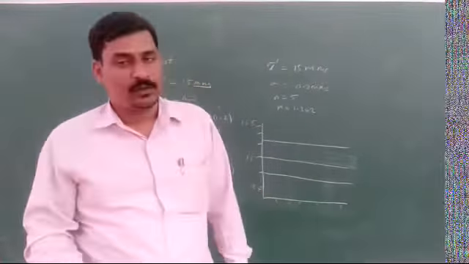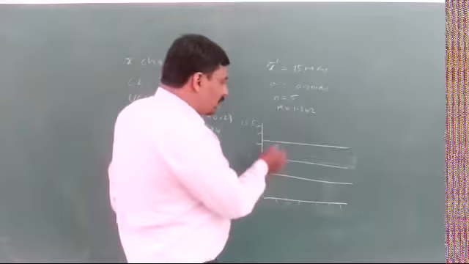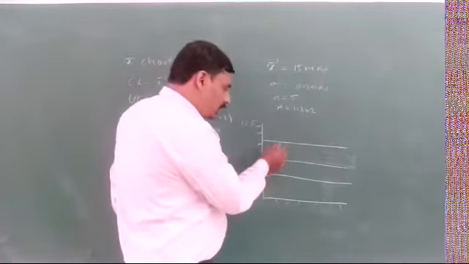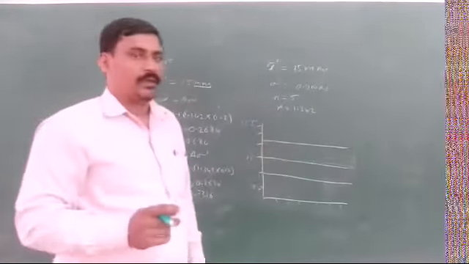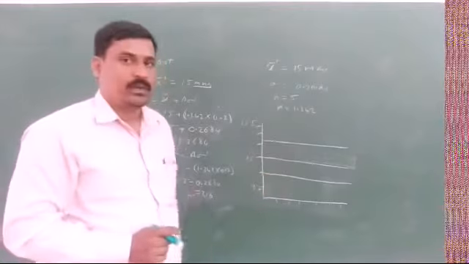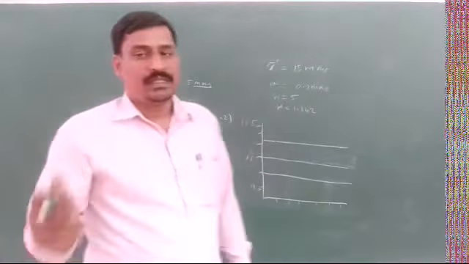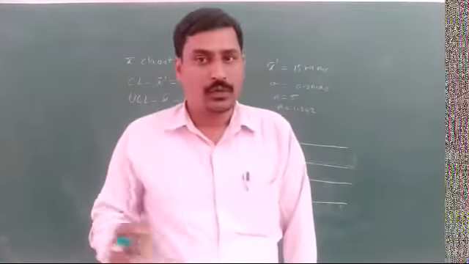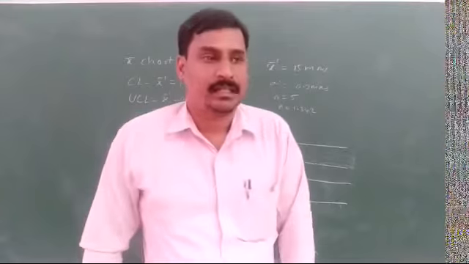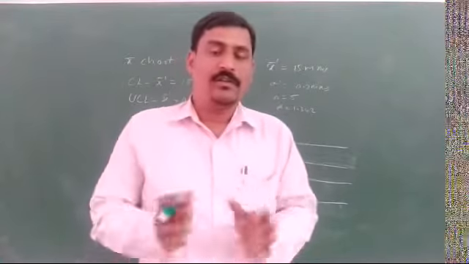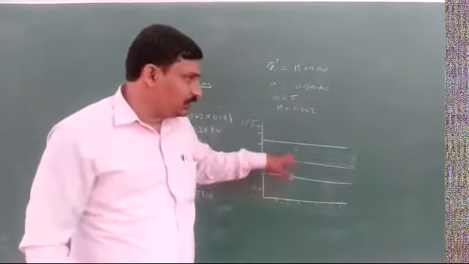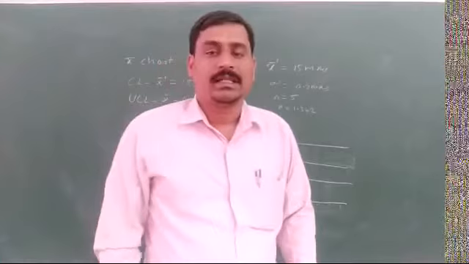If any value lies outside the upper control limit and lower control limit, then we say the product is not of good quality and is not acceptable. If all the values lie within these two limits, then it is acceptable.